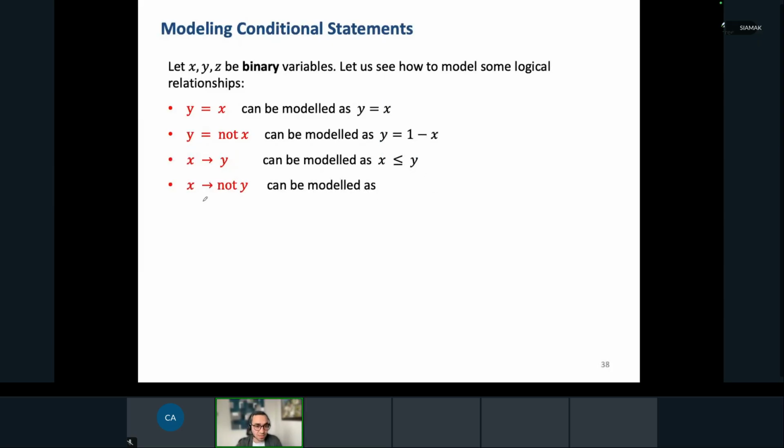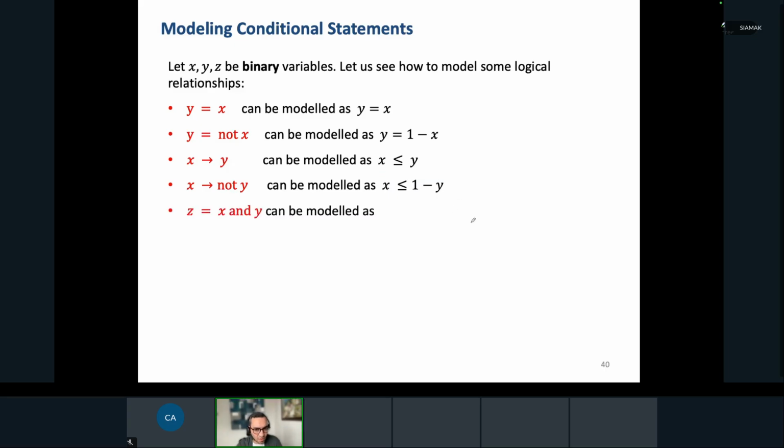When x is equal to 1, I don't want y to become 1. So x is less than or equal to 1 minus y. So when this is 1, the right-hand side is forced to become 1. 1 minus y is equal to 1. Therefore, y is equal to 0.